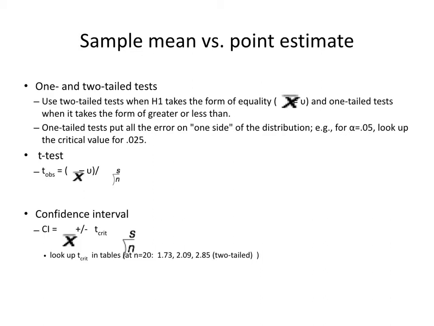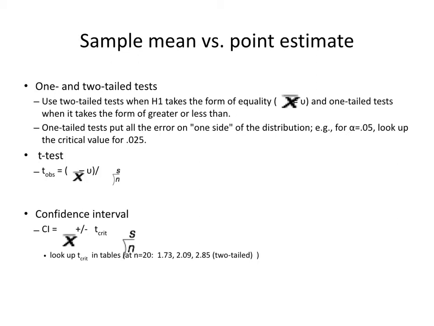So let's take the simplest hypothesis to test, which is a sample mean versus a point estimate. A very common hypothesis here is that the mean is different from 0. So a sample would be measured, and the average for that sample would be computed, and then it would be compared to 0 to see whether it's significantly different from 0.